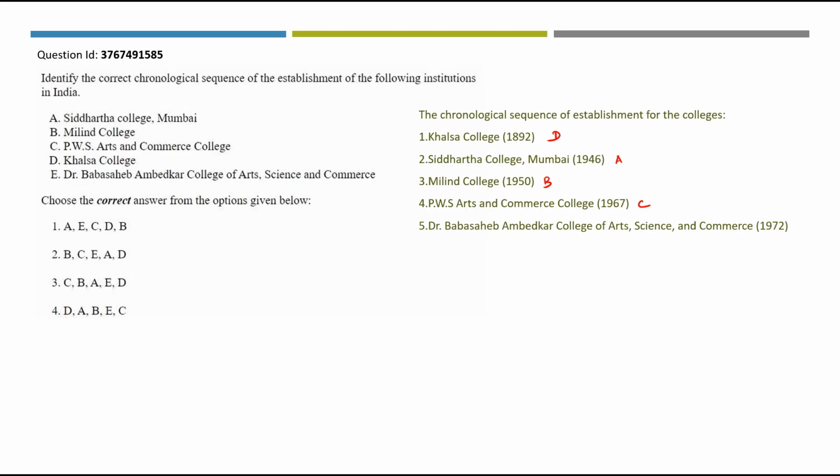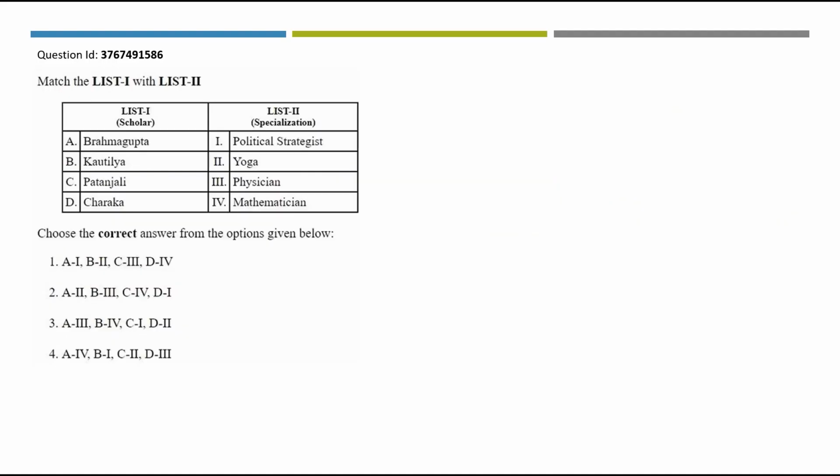Babasaheb Ambedkar College of Arts, Science and Commerce, 1972, this will be option E. We don't have any of the options with the order D, A, B, C, E. So this question is officially dropped as per the final answer key. Next question. Match the list 1 with list 2.